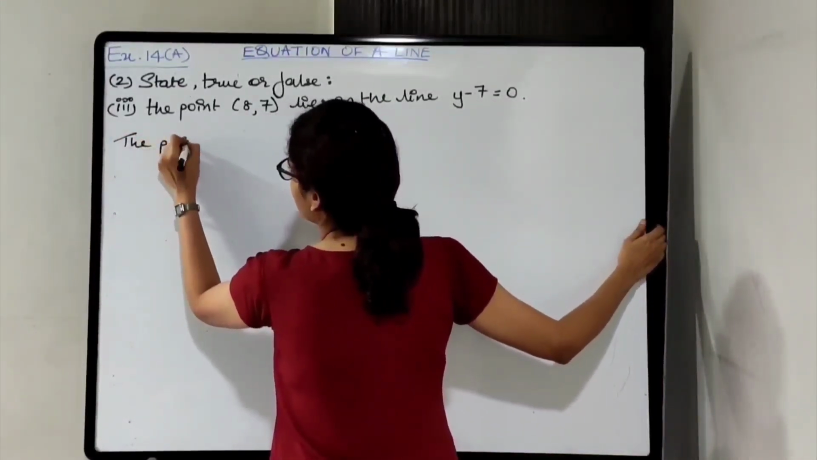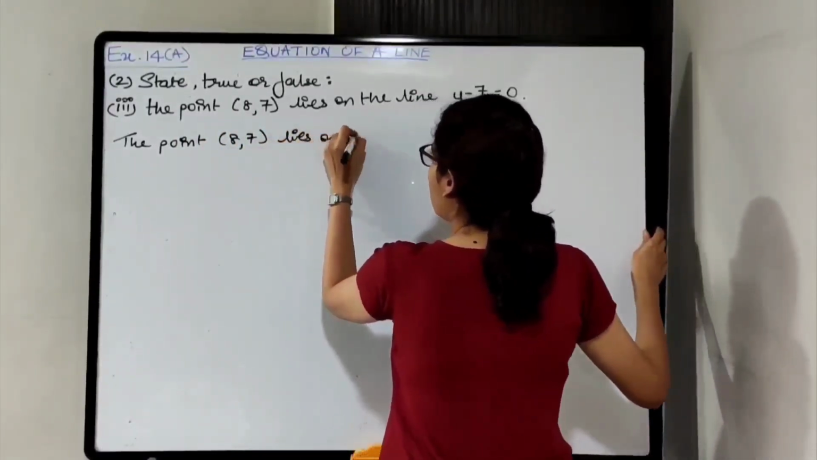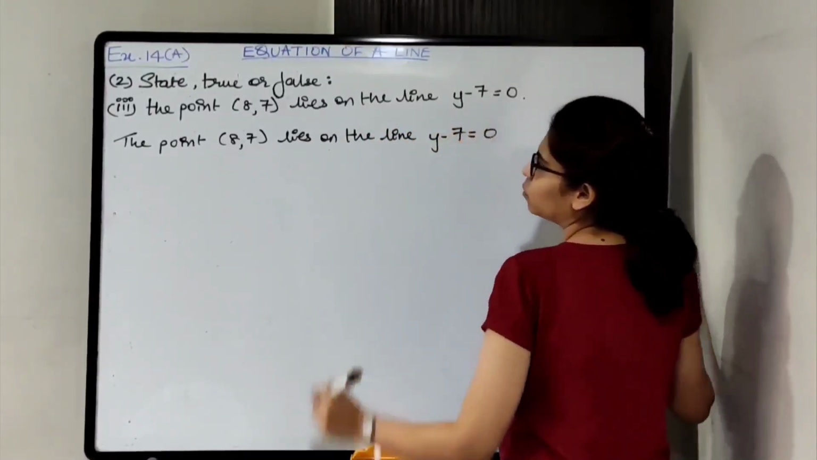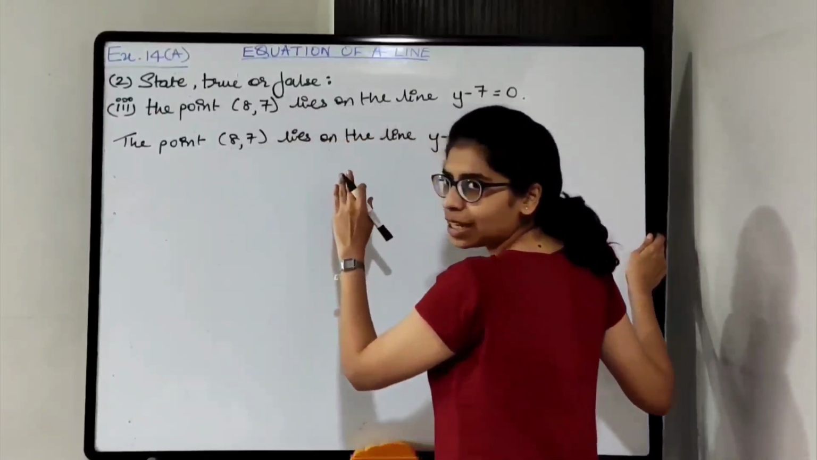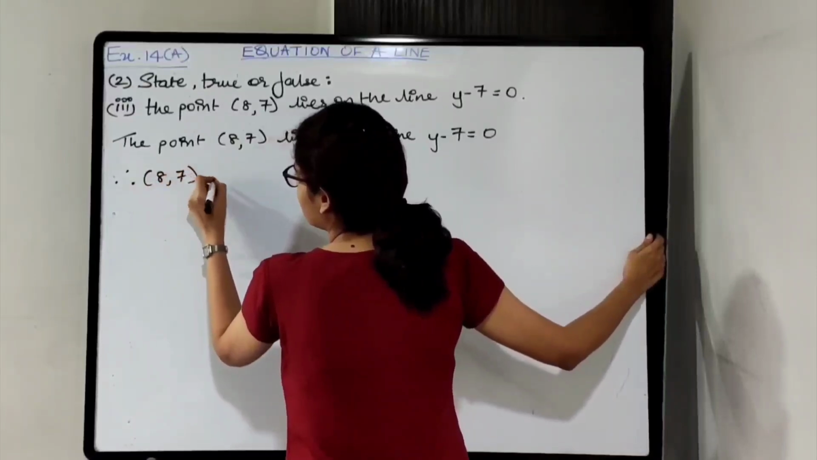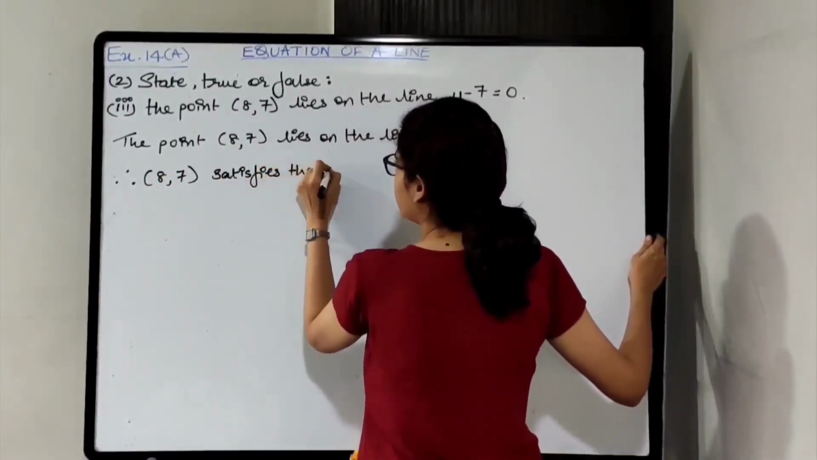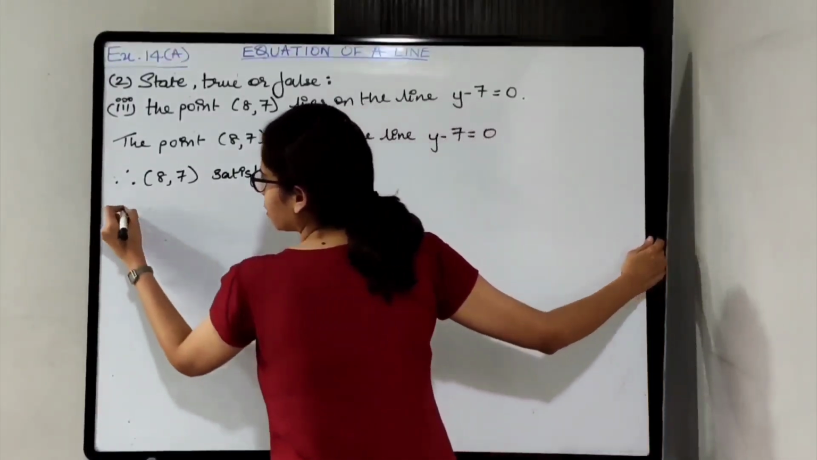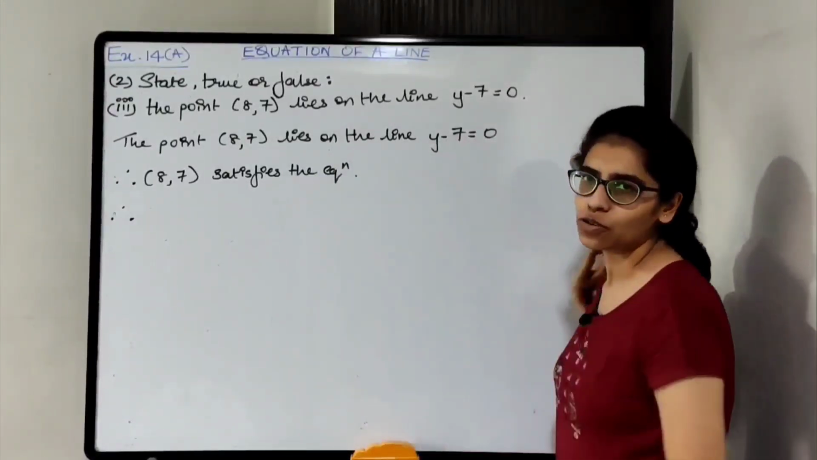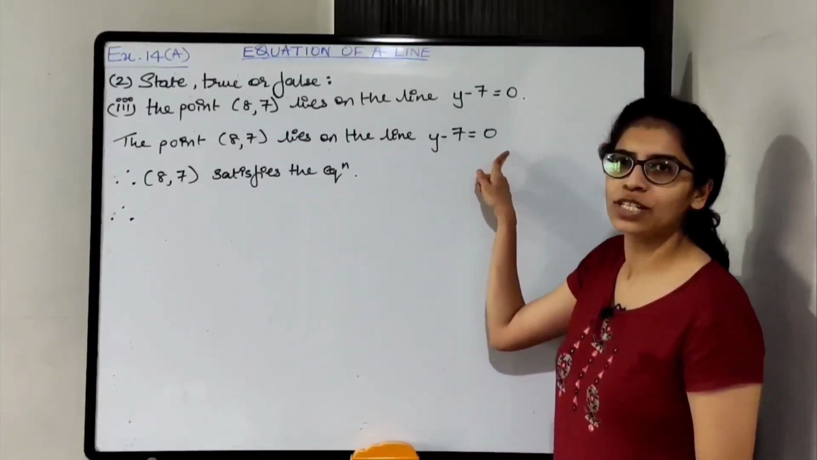The point 8,7 lies on the line y minus 7 equal to 0. So since it is lying on the line, it satisfies the equation. Therefore 8,7 satisfies the equation, right? Therefore we will substitute the values in the equation. But check the equation. You are given y minus 7 equal to 0.